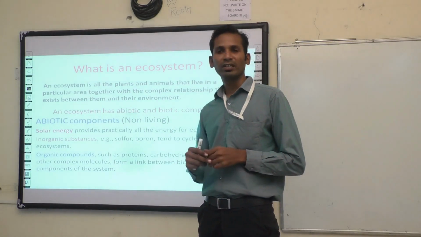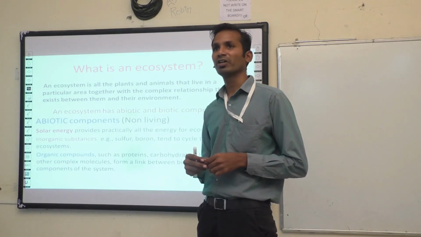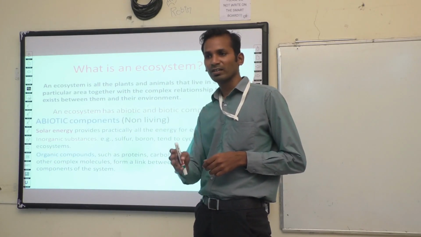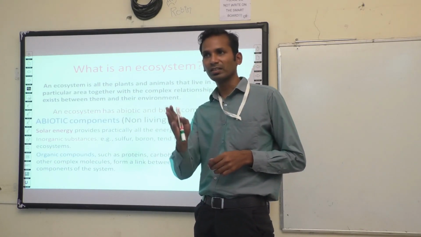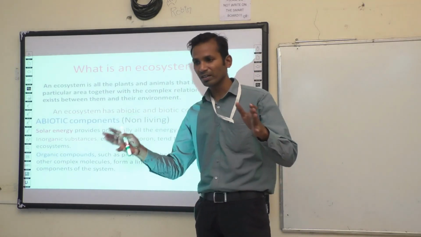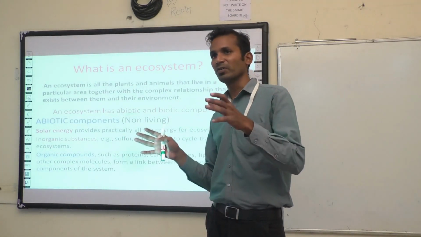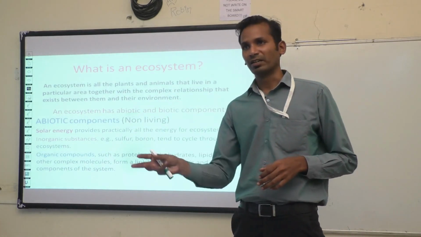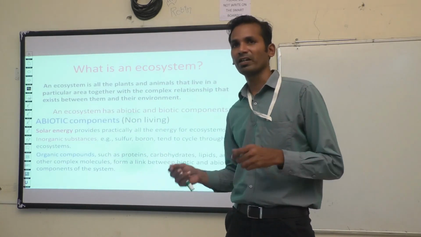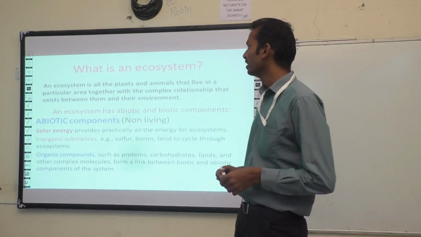For example, if you take a cow, it is dependent on grass. The grass requires sunlight, the abiotic component, for its food. So the energy flows from one organism to another organism. So the living organisms are dependent on non-living components, and all the biotic as well as abiotic components live in the area and interlink with each other. So that is called an ecosystem.